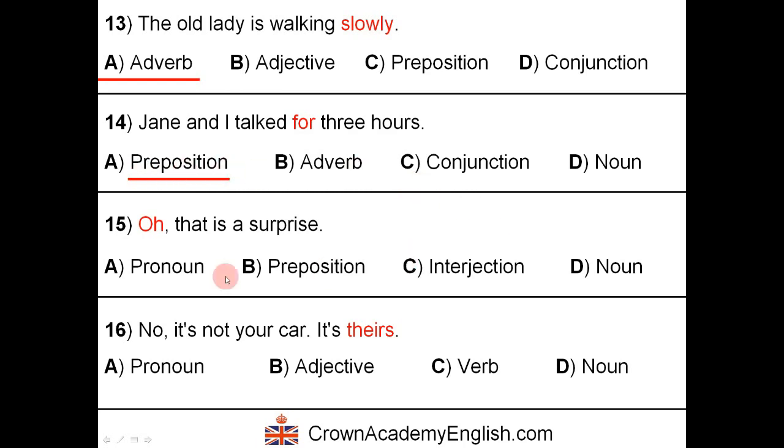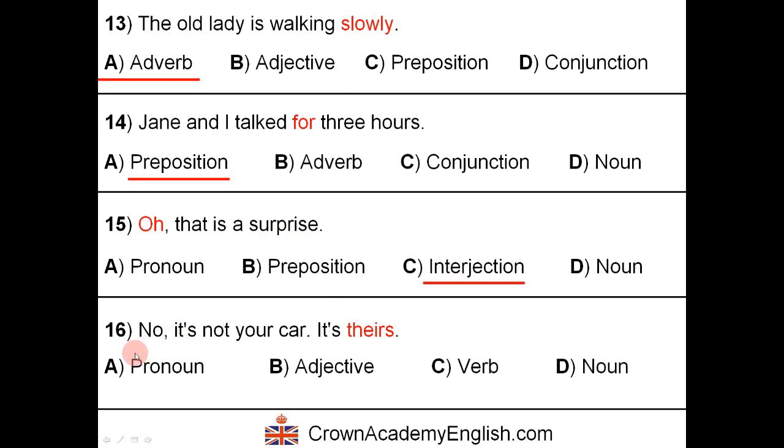Question 15. Oh, that is a surprise. So what type of word is oh? It's an interjection. Again, it is another example of an exclamation.